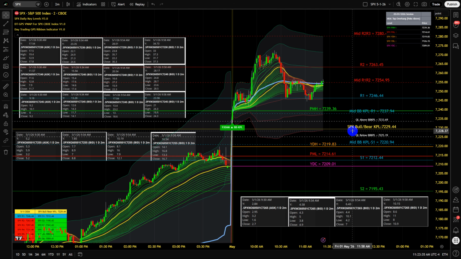Okay, so what about the early session lotto trades? How are the strikes determined on that, and what levels are they based off of?